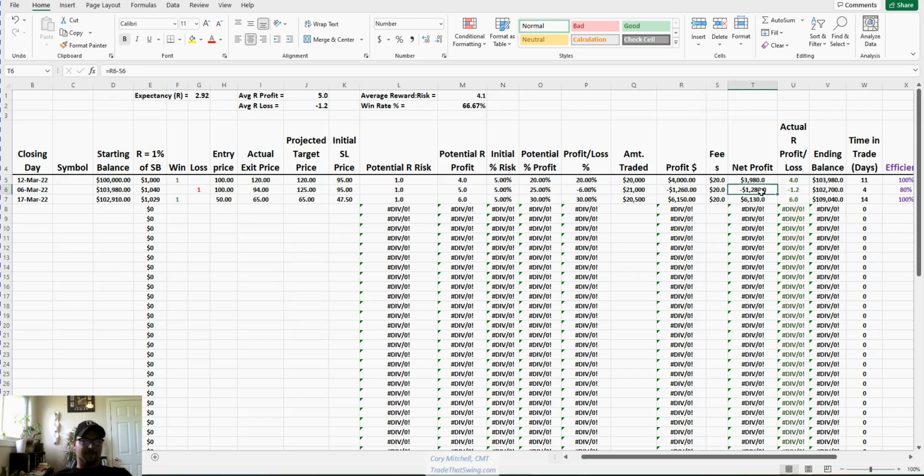Here we have a negative trade where we lost 1,280. Based on the stuff I put in here, I should have only lost 1,040. So I actually ended up losing about 20% more, an extra $200 out of $1,000 that I shouldn't have lost. And who knows, maybe this was a mistake.